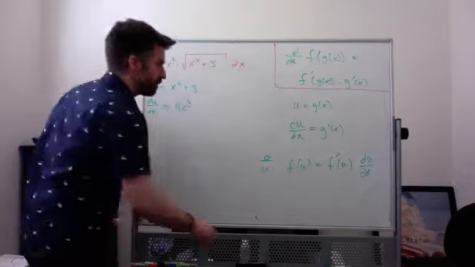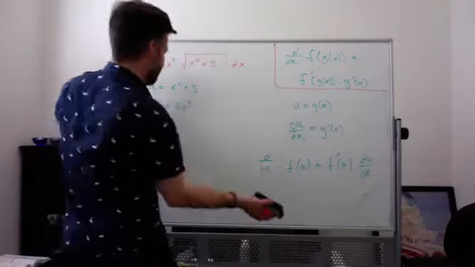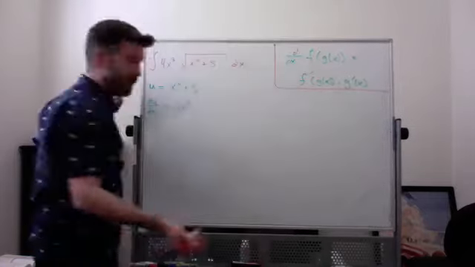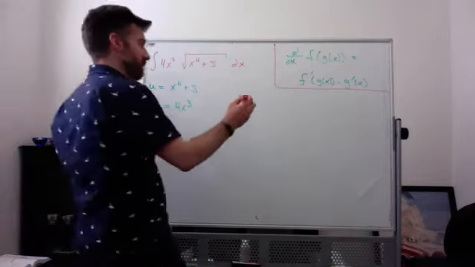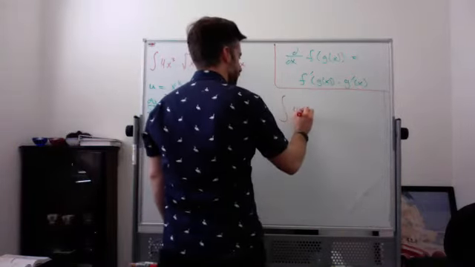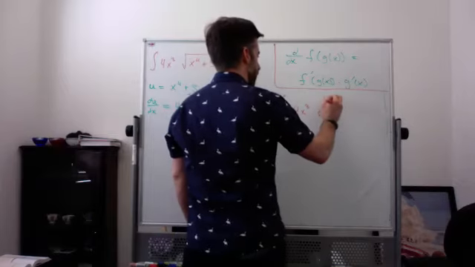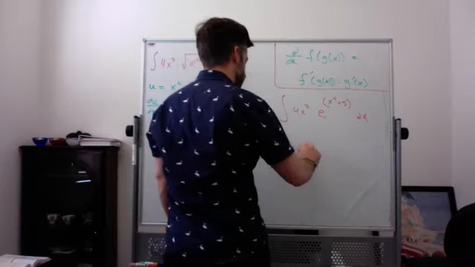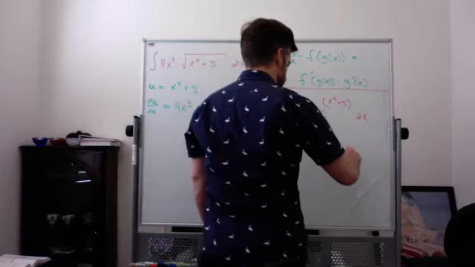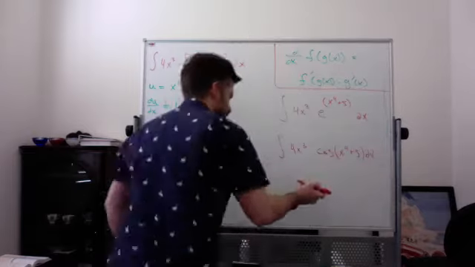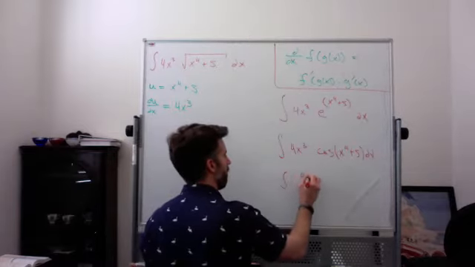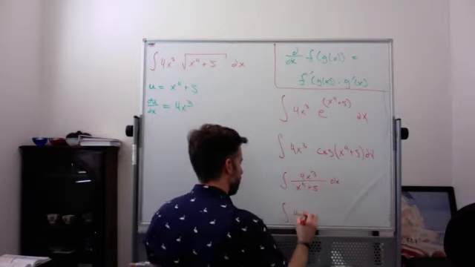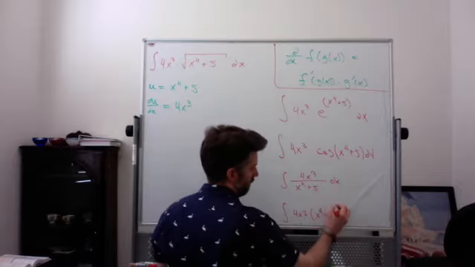Other examples of being stuck. So other examples using the same choices of u and du would be something like this. The integral of 4x cubed times e to the x to the fourth plus 5. Or the integral of 4x cubed times cosine of x to the fourth plus 5. Or I'm going to do two more. The integral of 4x cubed divided by x to the fourth plus 5. Or the integral of 4x cubed times x to the fourth plus 5 to the fourth.